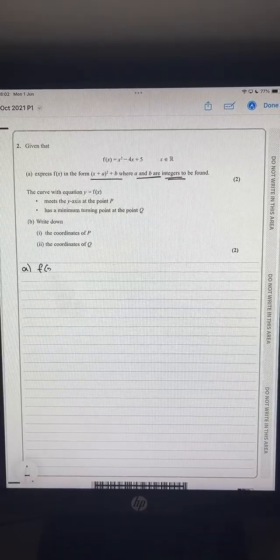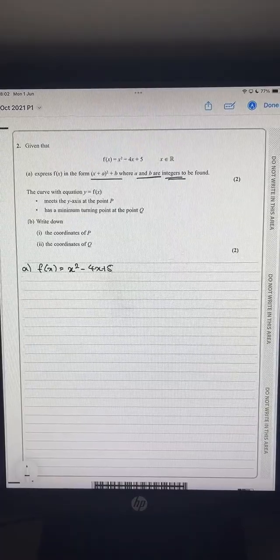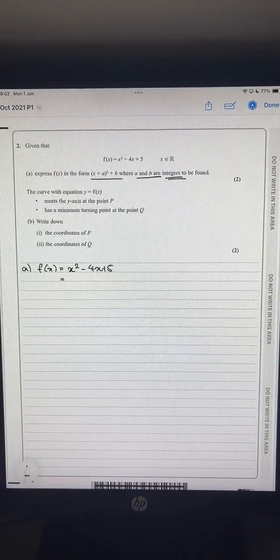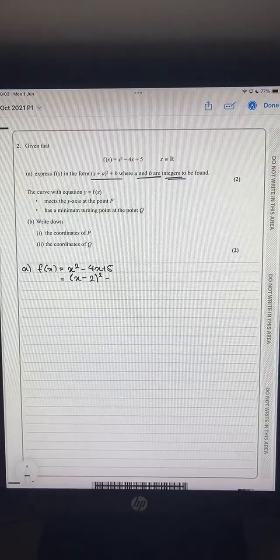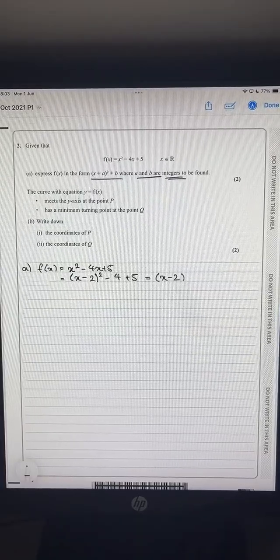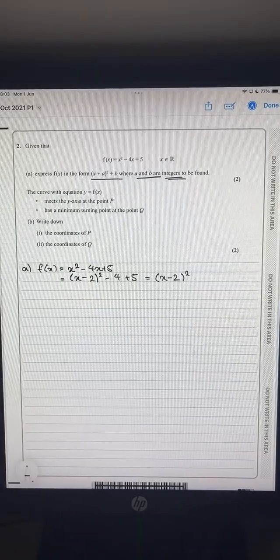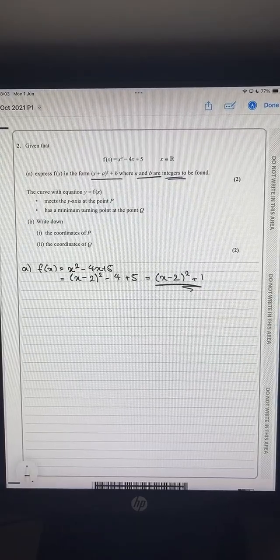So you have f of x is equal to x squared minus 4x plus 5. And if we complete the square, we take the first x part and do x minus half of this one, 2 whole squared. Then you subtract this second value squared, so minus 4. And then you have the plus 5 from before. And then that's equal to x minus 2 squared, and minus 4 plus 5 is plus 1. And this is your answer, where a is equal to negative 2 and b is equal to 1.